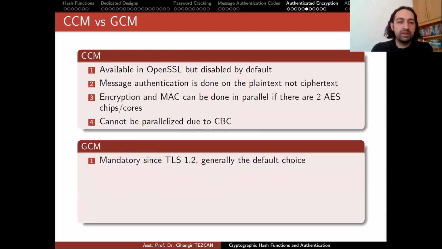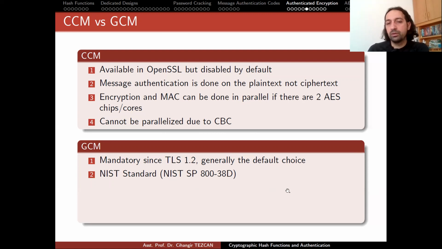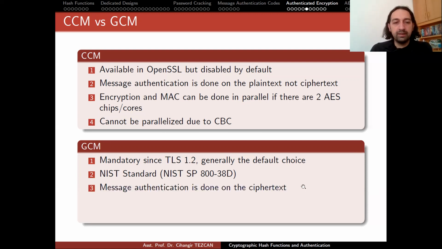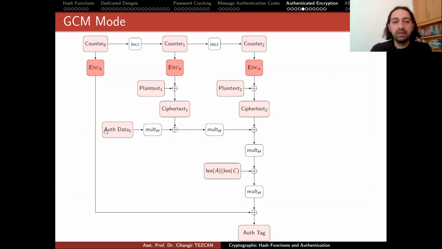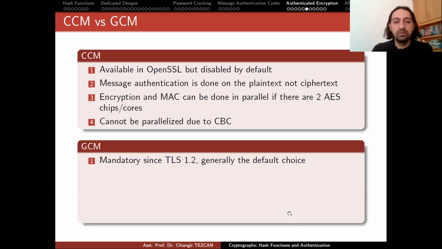But if you go to GCM, this is mandatory since TLS 1.2 and generally the default choice. It also appears in NIST standard, NIST special publication 800-38D. And message authentication is done on the ciphertext. So if you go back to the picture again, as you can see, authentication data comes from the ciphertext and the tag is produced. So this is something we like.